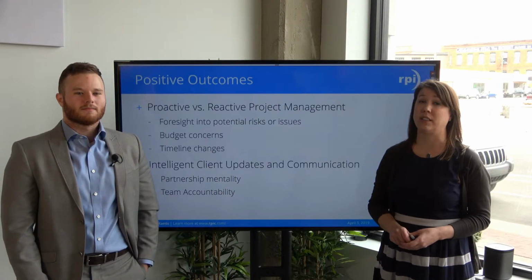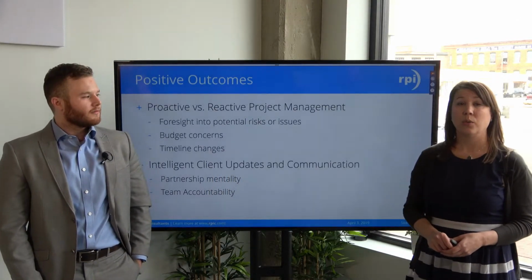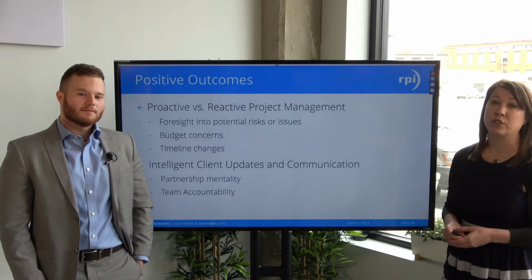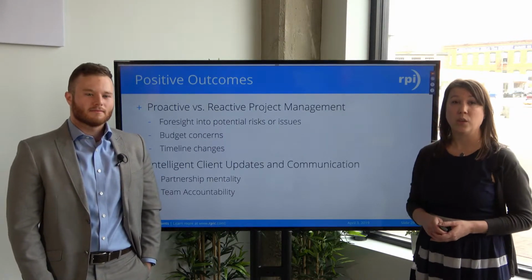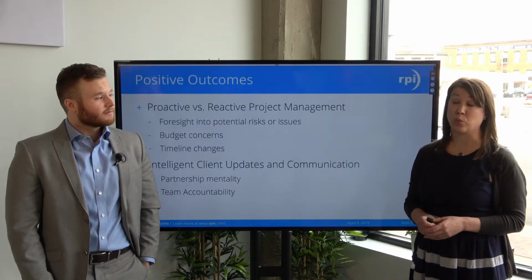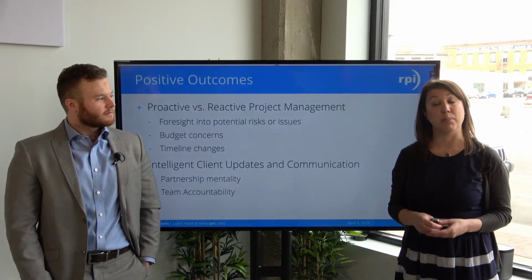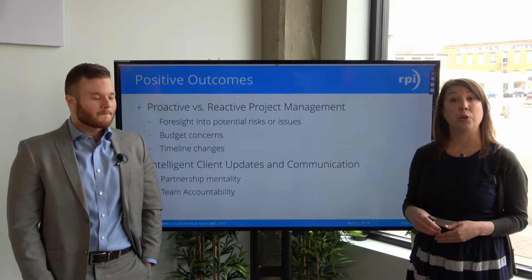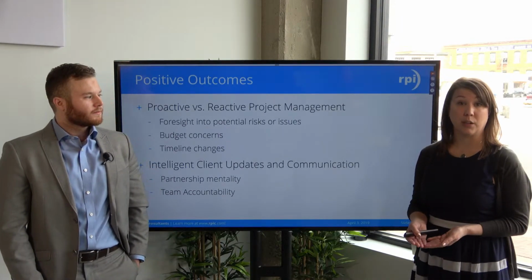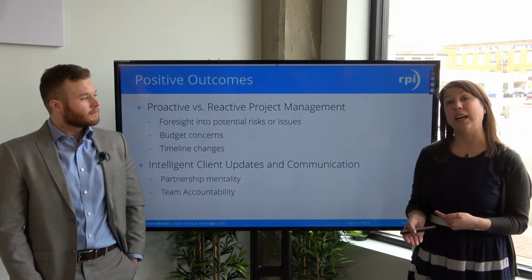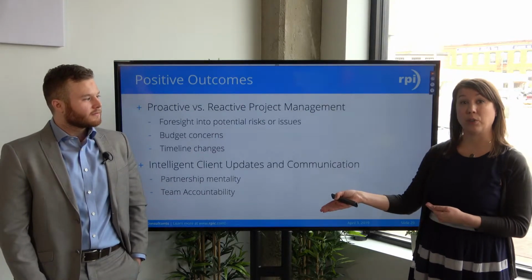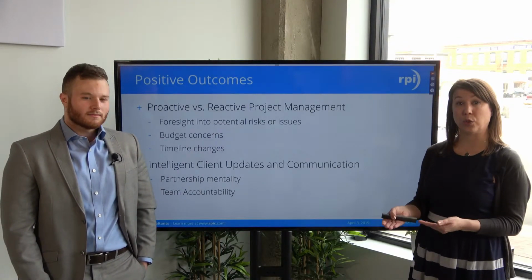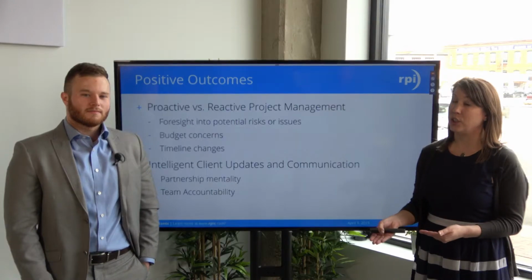So what are some of the positive outcomes that come from this? We go into proactive versus reactive project management. We have foresight into potential risks or issues. This could be with budget or timeline. Sometimes we come in under budget and we're able to put more things into the scope as decided upon. And sometimes we spend more time in some of the phases that Daniel talked about earlier that we need to allow for additional budget.